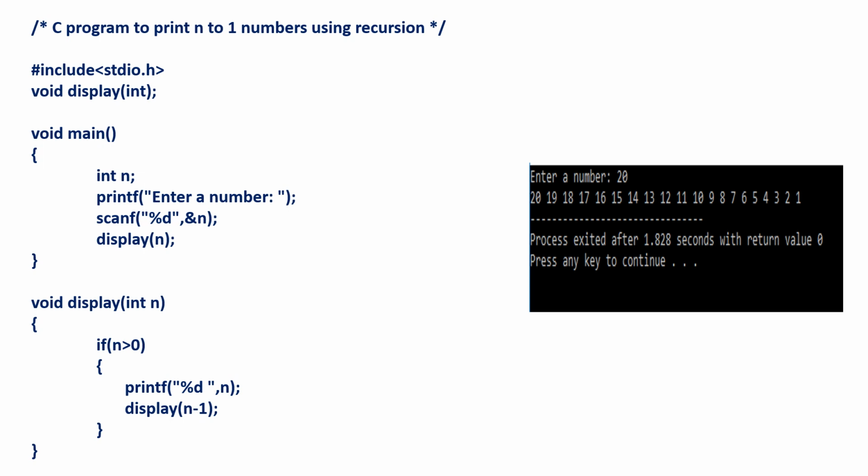In the previous video, we have seen a program to print numbers from 1 to n. But in this video, we want to print numbers in reverse order from n to 1. Now see this example.